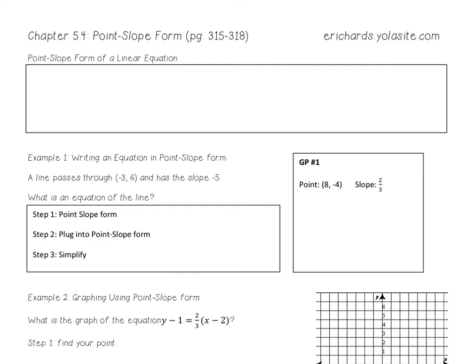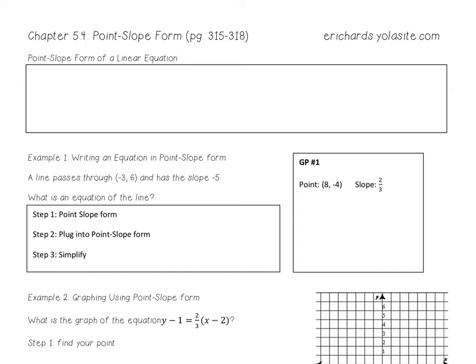Chapter 5.4, Point-Slope Form of an Equation. Your objective for this chapter is to be able to write and graph equations in point-slope form, and to be able to write equations from point-slope form into slope-intercept form.